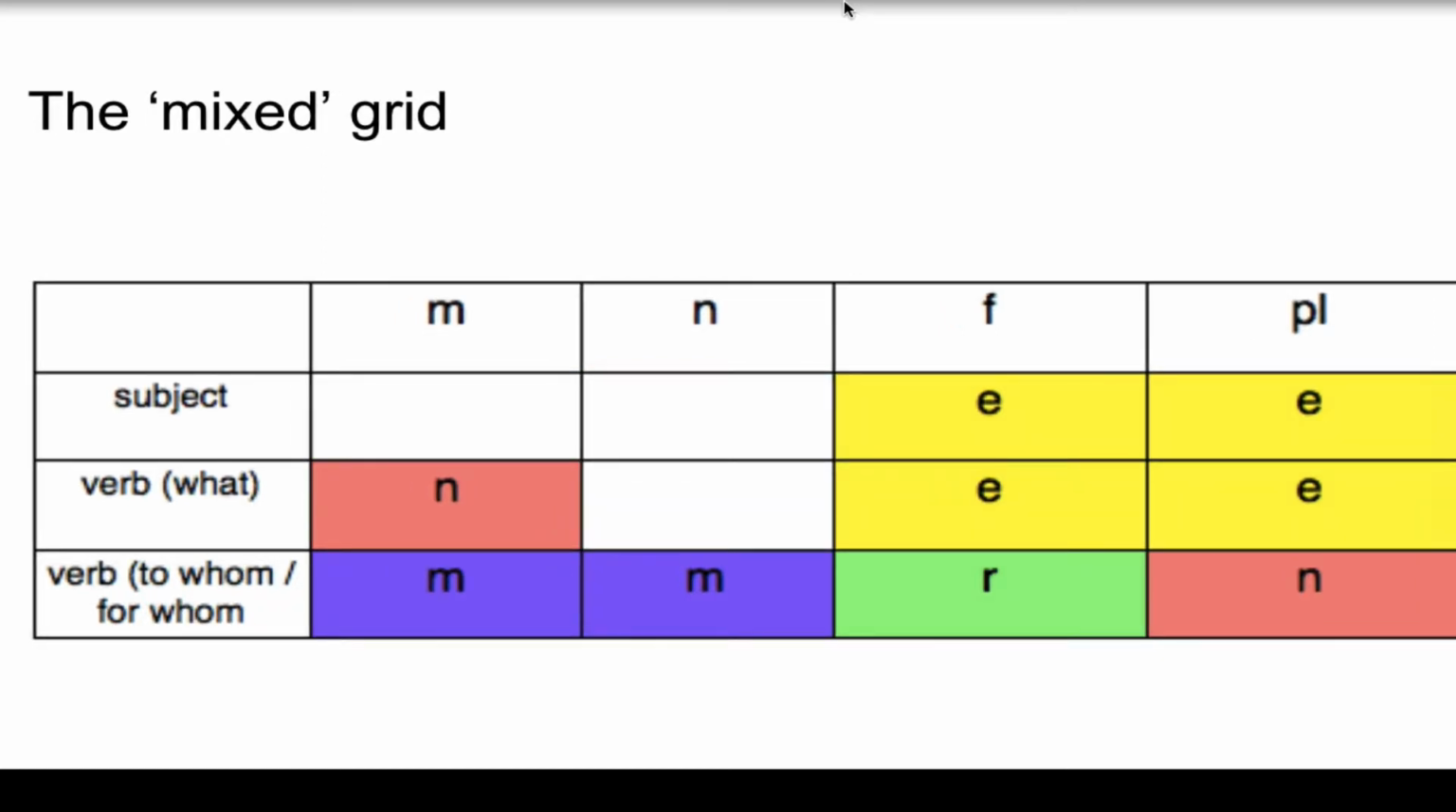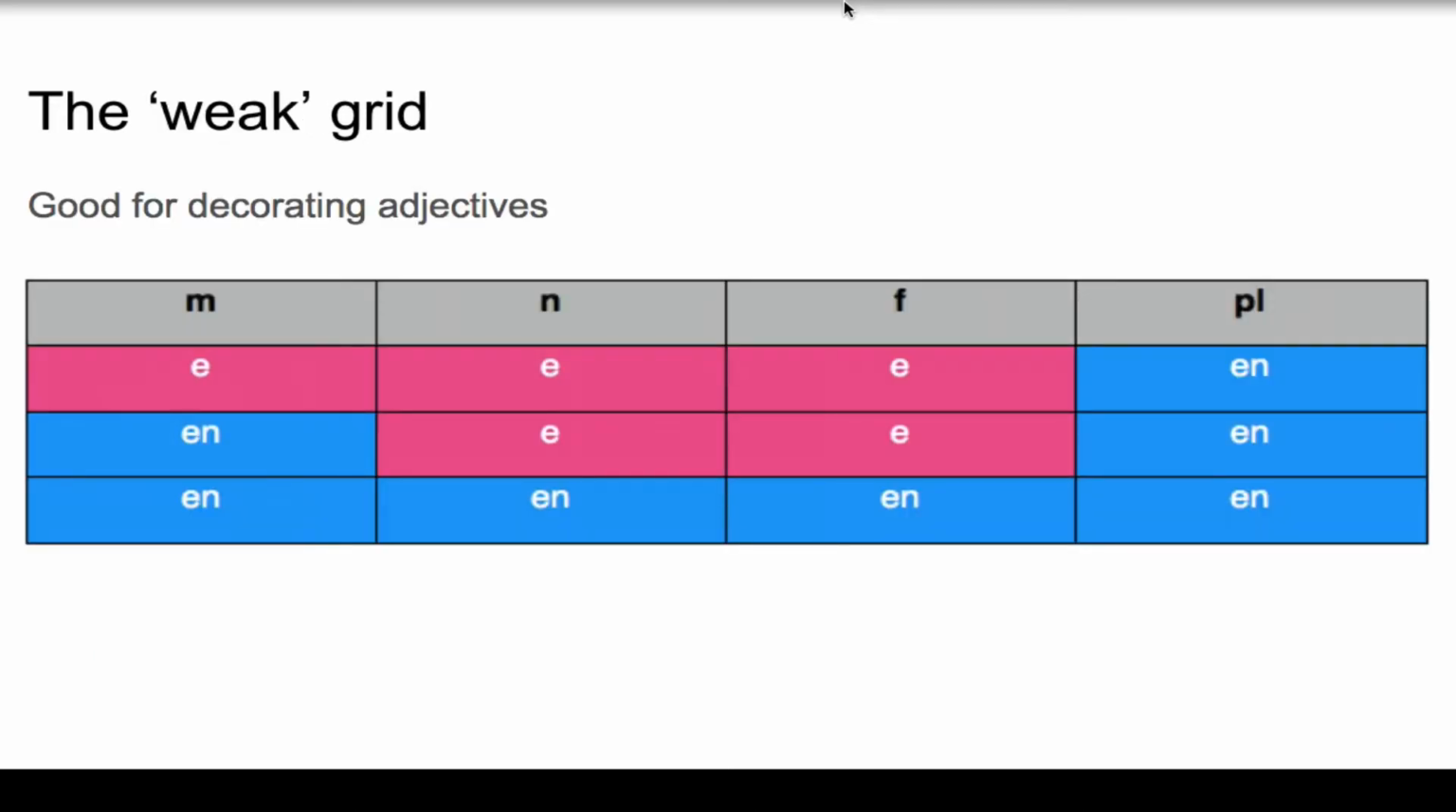Here's the second grid, which is very much related to the first, to the strong grid, almost the same. 3 boxes are empty, where in the strong grid every box has a letter. This is good for the word ein and the set ein star, all the variations of ein in German. This is the third grid, good for decorating adjectives, known as the weak grid.